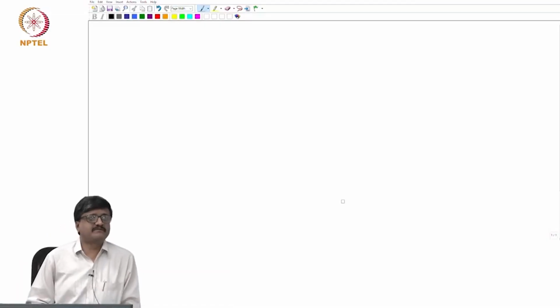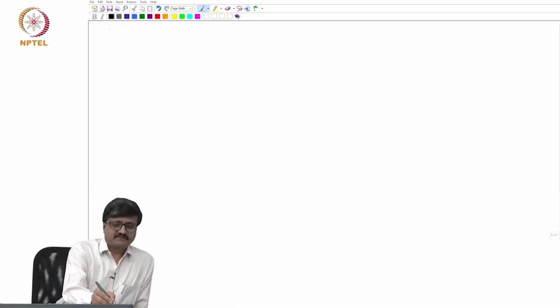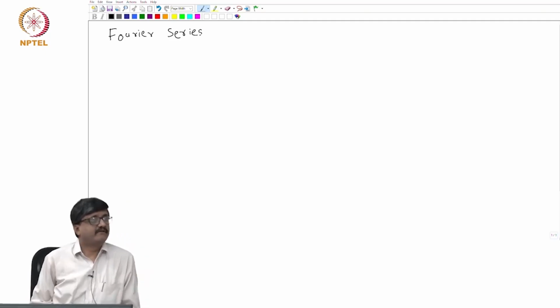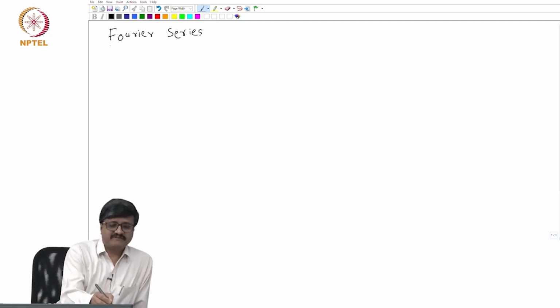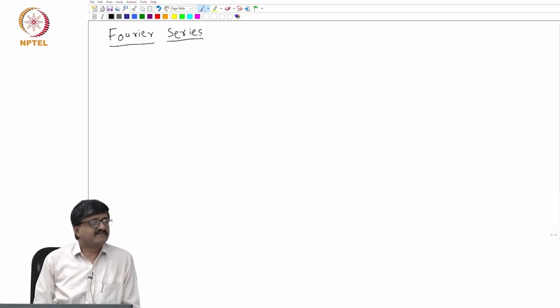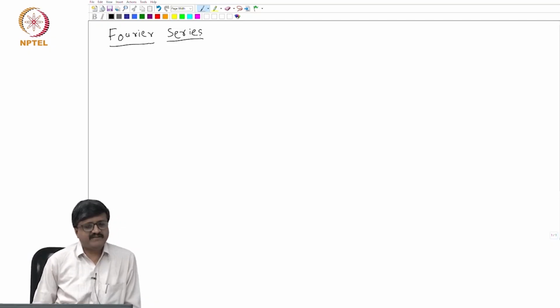Okay, we will continue our discussion on Fourier series. In the last class we left at the point where we just defined what is known as an odd function and what is an even function. There are some simplifications if a function is odd, and some simplifications if the function is even. The simplification is in the computation of the Fourier coefficients A h or B h.